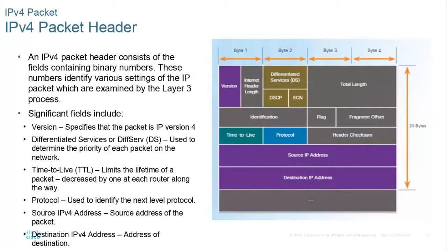Okay, here's a picture of an IP version 4 packet, the header portion of it. So these are all binary numbers. Let's look at some of these fields here. The version field says this is an IP version 4 packet.